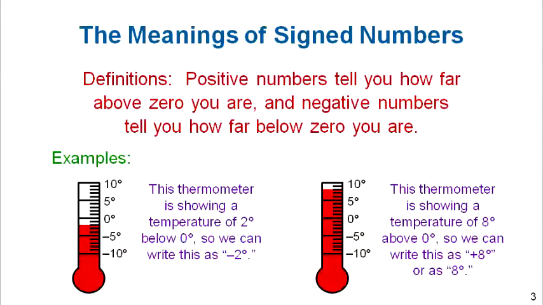Positive numbers tell you how far above zero you are, and negative numbers tell you how far below zero you are. For example, the thermometer on the left here is showing a temperature of 2 degrees below zero, and so we can say that it is showing a temperature of negative 2 degrees. The thermometer on the right is showing a temperature of 8 degrees above zero, and so we can say that it is showing a temperature of positive 8 degrees. To say that a number is positive, we can put a plus sign in front of the number, but we do not have to do this.